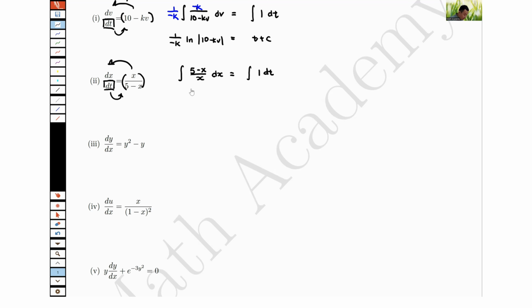So on the left, I can further simplify. This is a 5 over x minus 1. This is a t plus c. The left-hand side is an easy integration. We will get 5 ln x, minus x, equals t plus c.